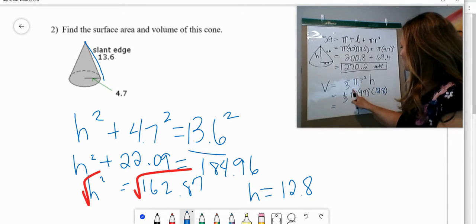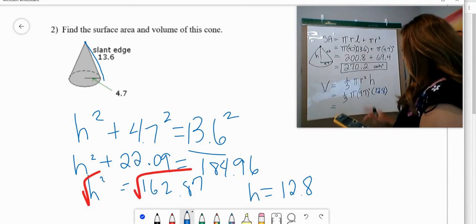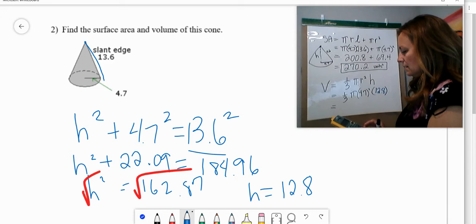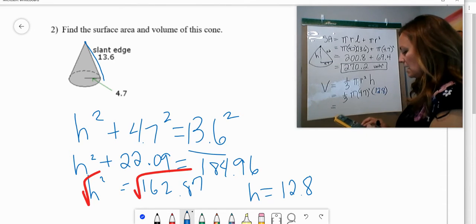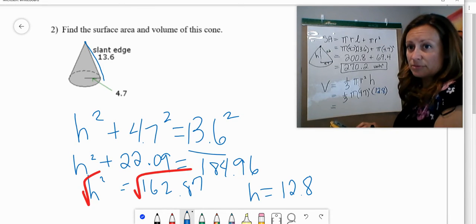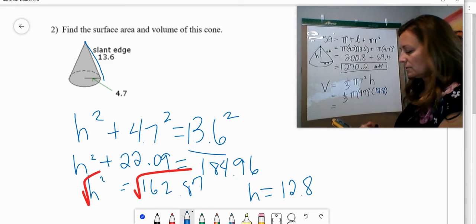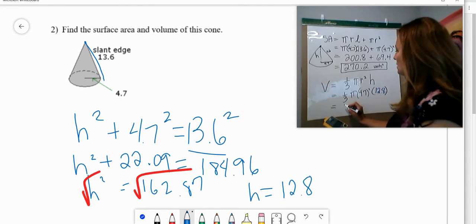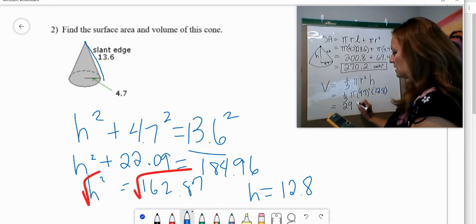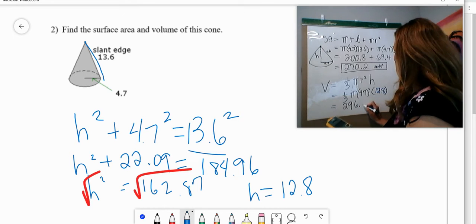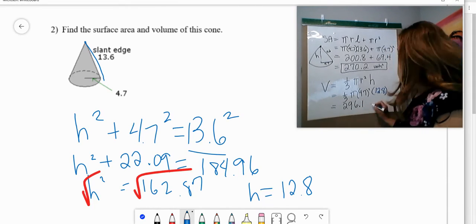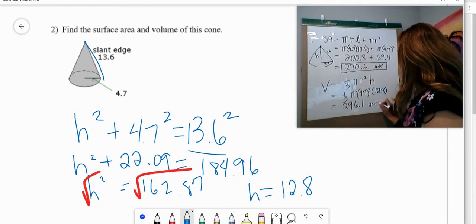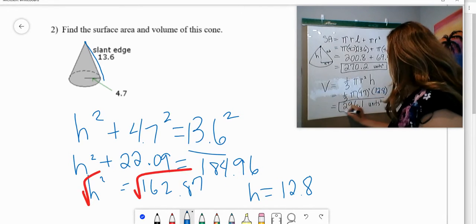Okay, so let's start with 4.7 squared times pi times 12.8. And then I'm just going to do divided by 3 instead of times 1/3, because dividing by 3 is the same thing as times 1/3. So I got 296.09 or 0.1. And this would be in cubic units because it's a volume.